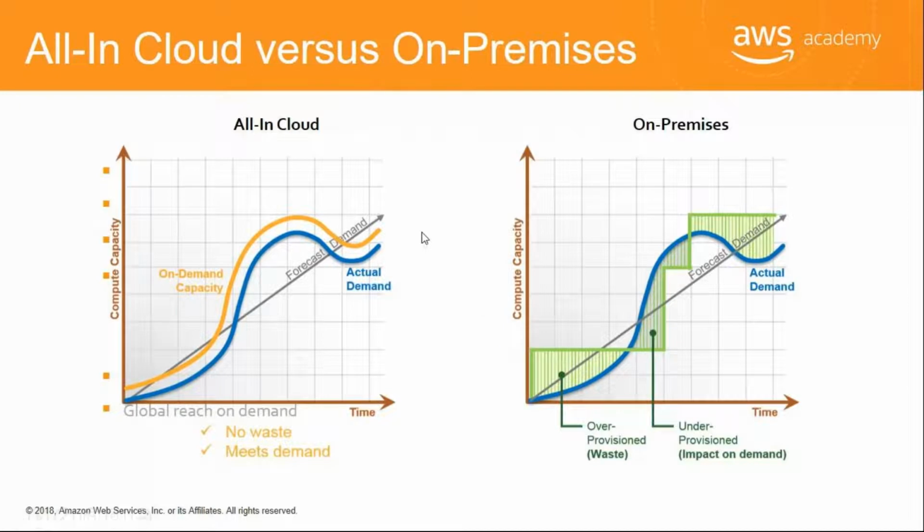So as you see, all in cloud versus on premises. This is the costing factor. So let's take a closer look at the capacity in the all in cloud and on premises solutions.